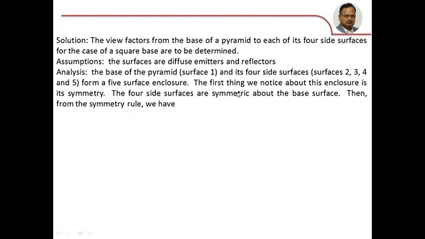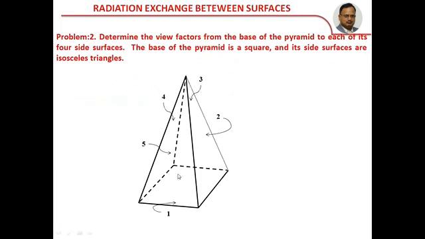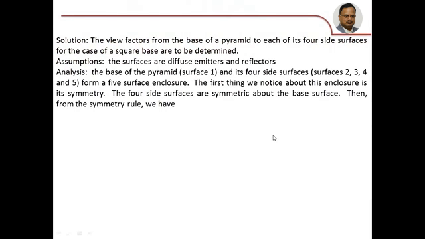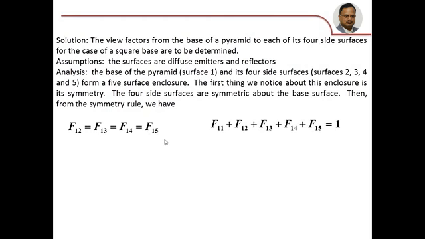The first thing we notice about this is symmetry. The 4 sides are symmetric about the base surface, either their angle, their view, or their configuration with respect to the base is the same. So the amount of energy emitted by one should be shared equally among 2, 3, 4, 5. Therefore, we will have F12 is equal to F13 is equal to F14 is equal to F15.